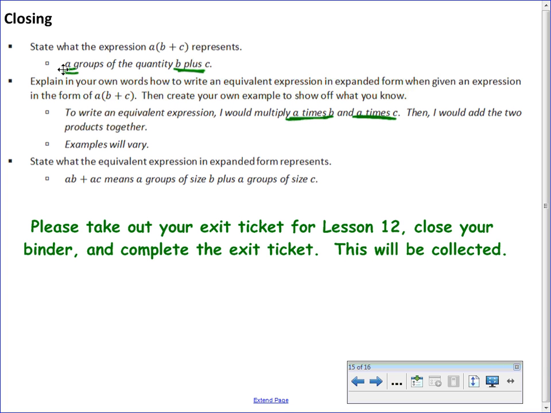Okay? So on tonight's homework, make sure you write the original equation and the equivalent expression. And if it asks for models, make sure you draw the appropriate models.